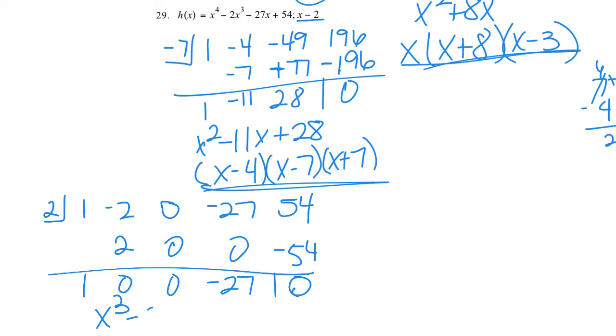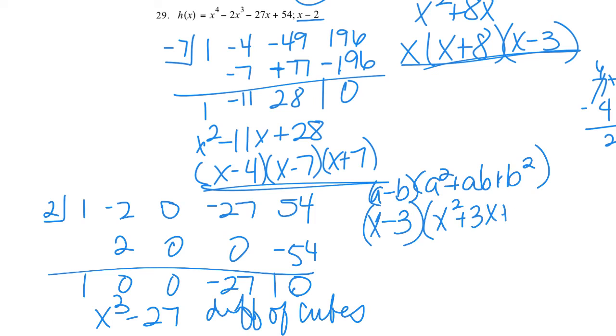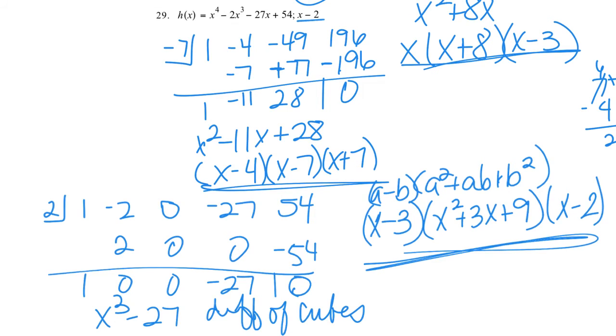I have x cubed minus 27, which is a difference of cubes. And that's our pattern, a minus b, a squared plus ab plus b squared. So my a is x and my b is 3, so x minus 3 times x squared plus 3x plus 9. And then what factor did I start with? I started with an x minus 2. You can put it on the front or at the end. That's my answer there.